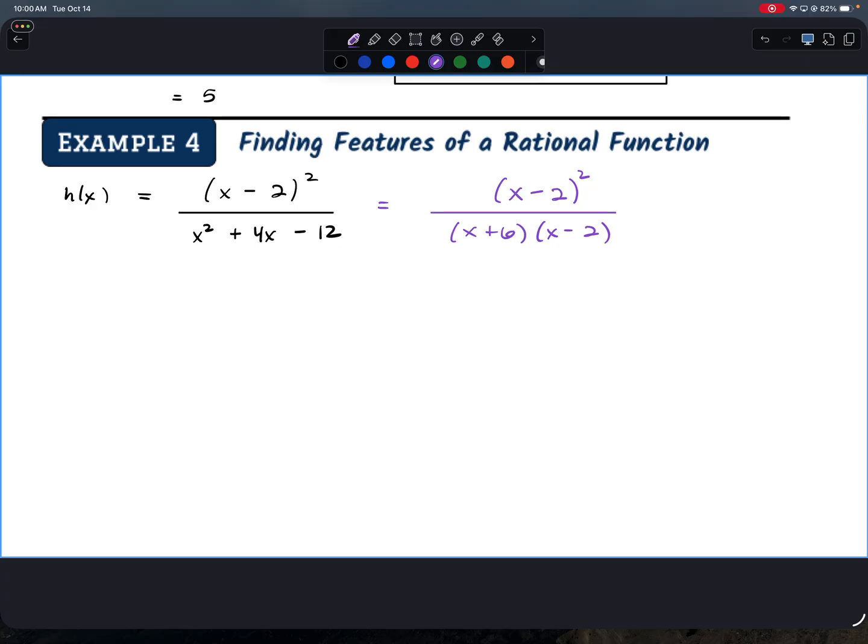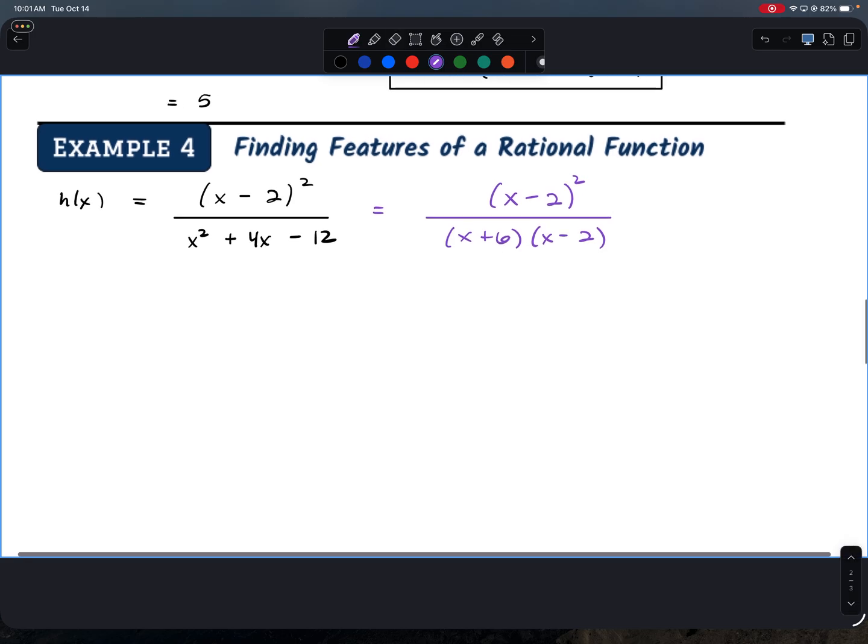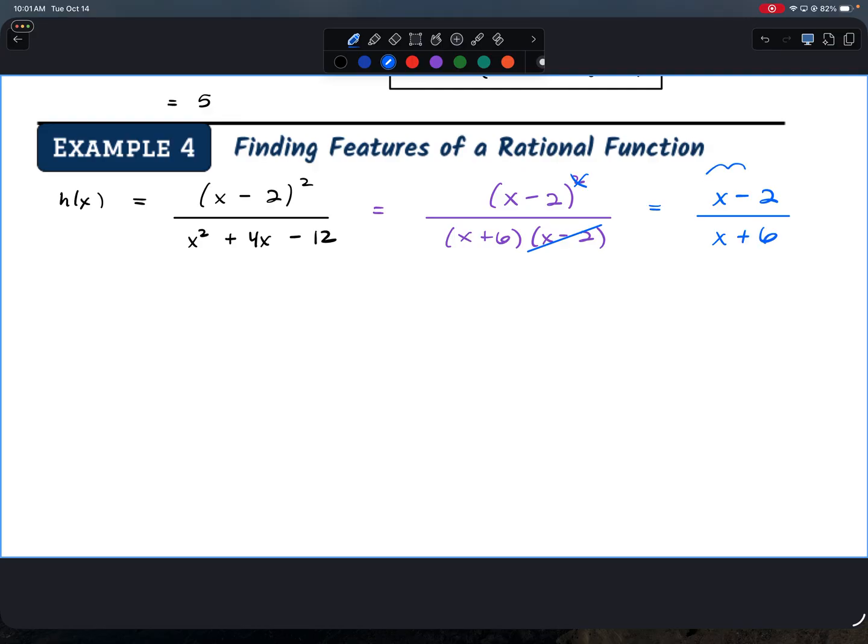Okay. So do I have a common factor? I do. Where is the multiplicity greater, top or bottom? Top. So from our definition, since the multiplicity is greater on top, that means what? There's a hole, okay? So this will cancel with one of these. So I'm left with a single x minus 2 up top and then an x plus 6 on the bottom.